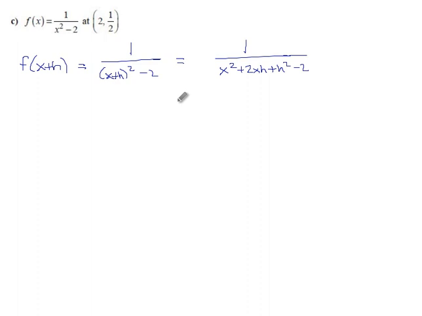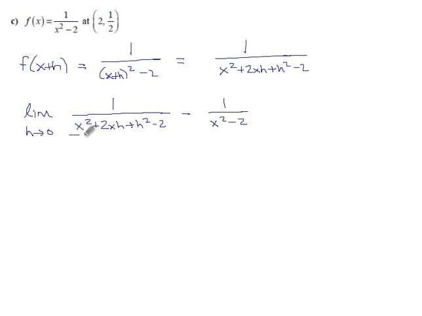That isn't factorable or anything, so I guess that's just all one big piece. And it means our derivative is the limit as h goes to 0 of f of x plus h, so that whole fraction, x squared plus 2xh plus h squared minus 2, minus f of x, and all that is over h.